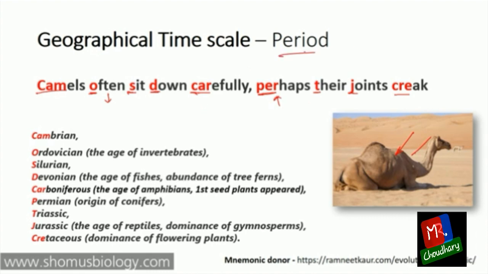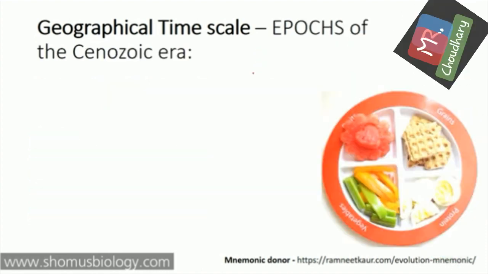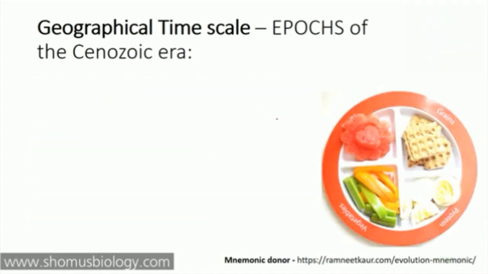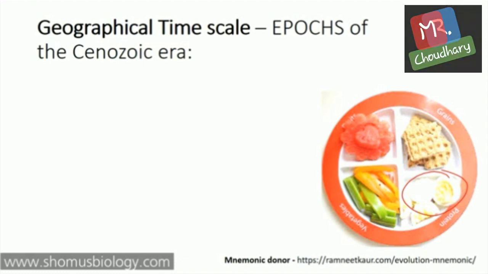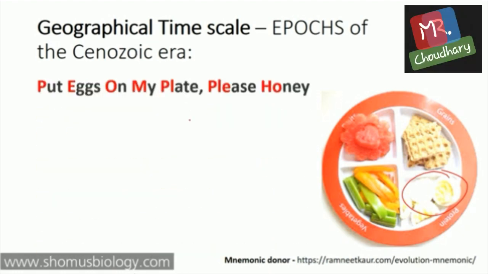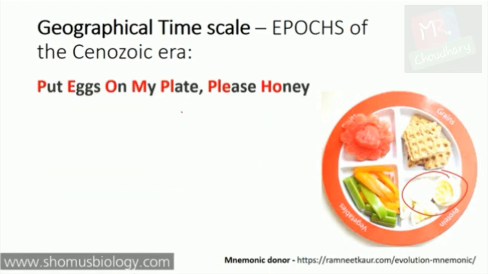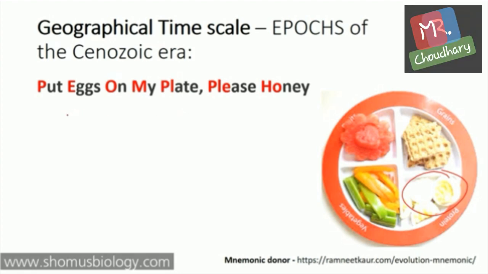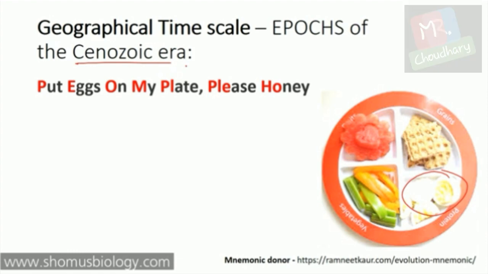Now, as you know the period, the last thing that we want to know is the epoch. And to understand epoch, you need the third picture, that is eggs on your breakfast plate. Imagine you're asking your wife for some scrambled eggs. So you simply say, put eggs on my plate, please honey. That's what you are saying. Put eggs on my plate, please honey. If you know this sentence, you can get the idea of the epochs of the Cenozoic era, because this is the era we are currently in, and you need to know the details and different divisions and epochs of this era.